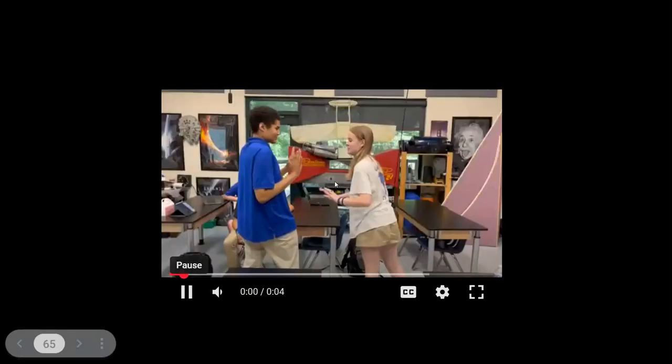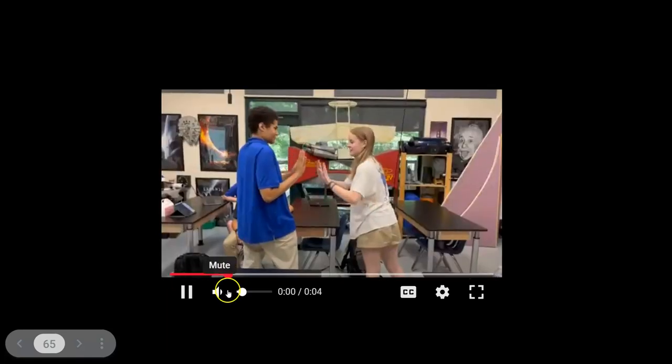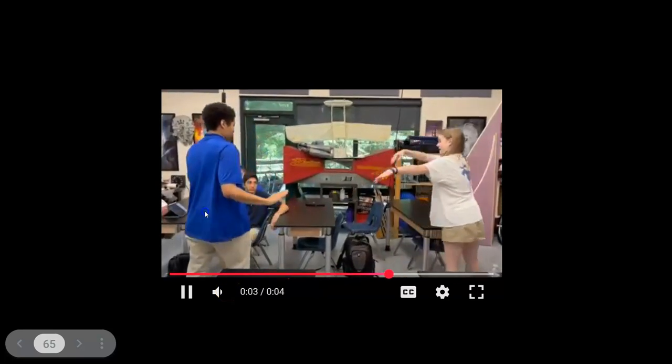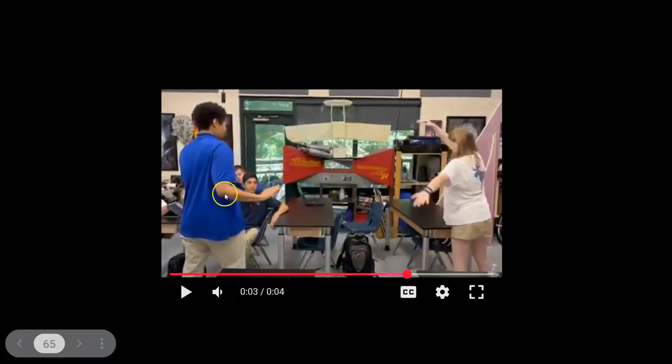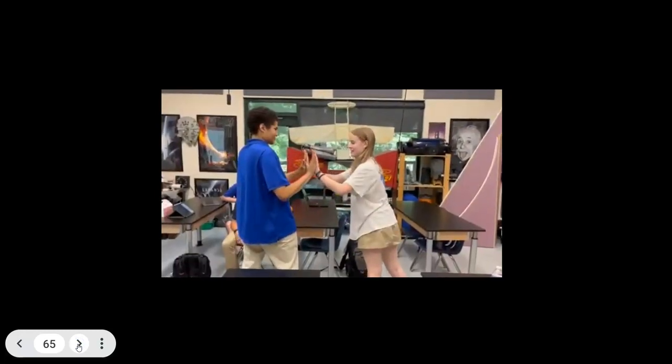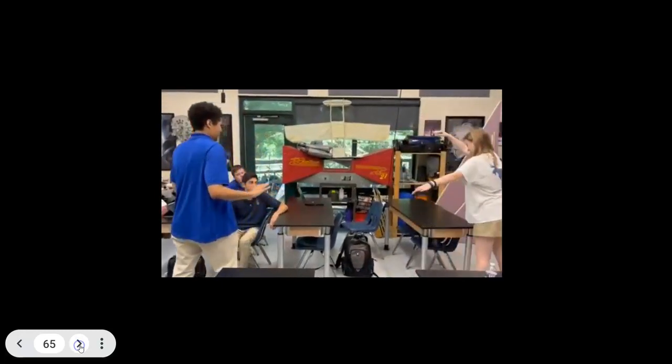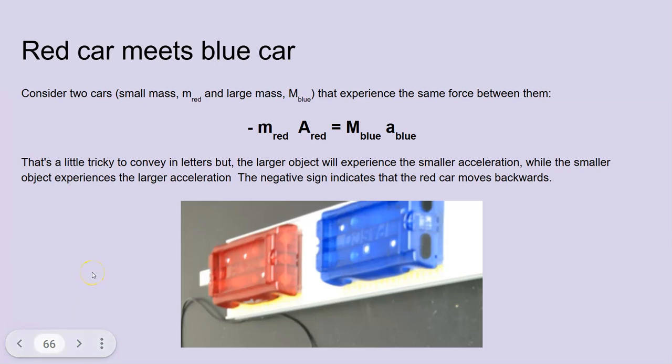Let me show you that. That's real easy to see here. Watch that again. Okay, so it's definitely easy to see that the more massive student is moving with a smaller acceleration than the lighter student is. But the product is the same if we were to work out the math. Sometimes called red car meets blue car, but basically the product of mass and acceleration is going to be the same for both of them, both of the skateboarders, both of the cars here.